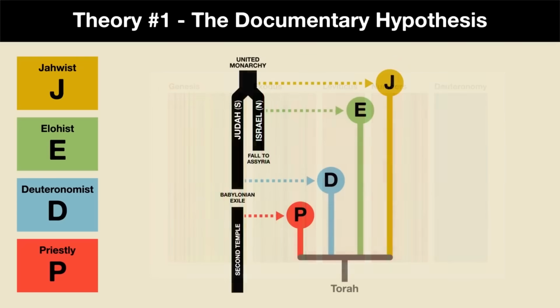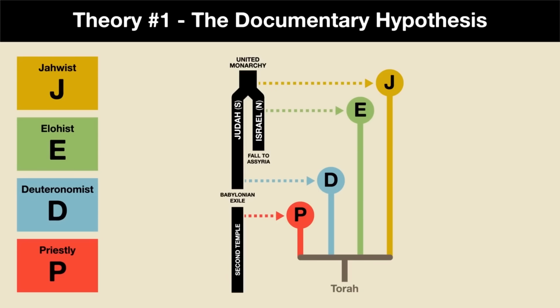The original theory was that J was written during the reign of Solomon, when the Israelites were supposedly united and at the height of their power. E was written by someone in the breakaway northern kingdom of Israel. D was written during the reign of Josiah, after the fall of the northern kingdom. And P was written after the Jews returned from Babylon.